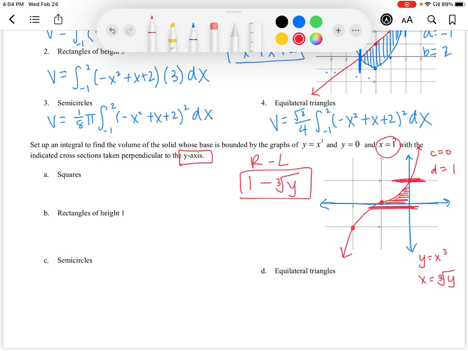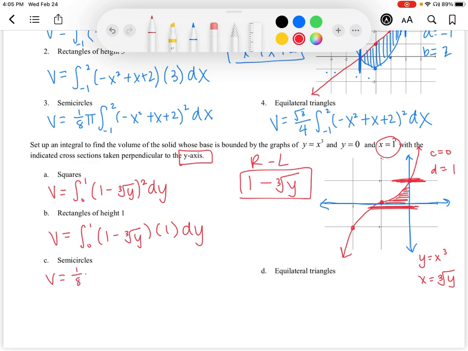Let's write some integrals. So squares, my volume is going to equal the integral from 0 to 1 of my right minus left. So 1 minus the cubed root of y squared dy. Rectangles with height 1, I'm going to have the volume is equal to the integral from 0 to 1 of my base, which is the 1 minus cubed root of y, times the height, which is 1 dy. Semicircles has got that 1/8 pi integral from 0 to 1 of 1 minus the cubed root of y. We are squaring it again.